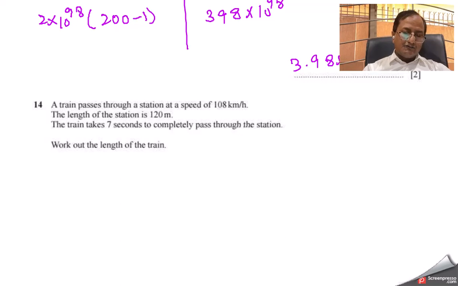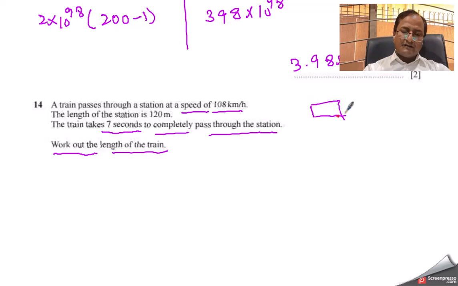A train passes through a station at a speed of 108 km per hour. The length of the station is 120 meters and the train takes 7 seconds to completely pass through the station. Work out the length of the train. We're supposed to find the length of the train. If this is a station, and the train passes through it, then when it has completely passed, this is the train. The total distance is from point A to point B, and point C is here. We're supposed to find C to B.